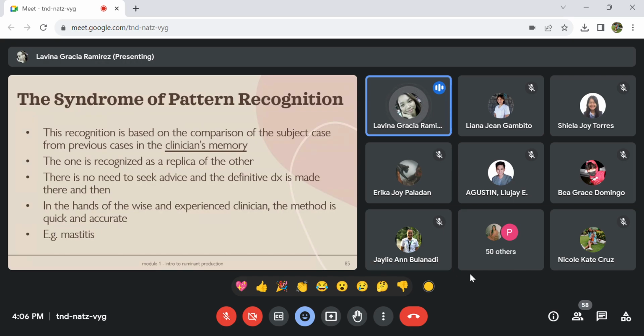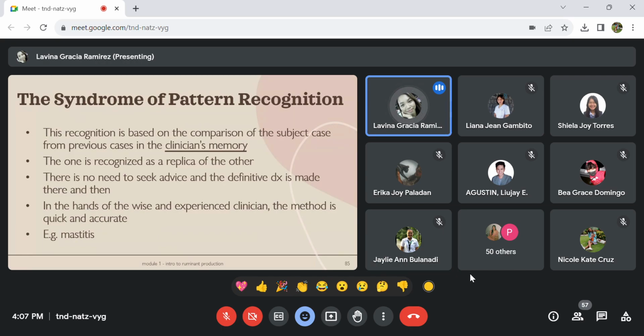Okay, so in syndrome pattern recognition, if you always have the opportunity to be exposed to similar cases, or sabi natin paulit-ulit, you are experiencing the same cases and you have that good recording. If that is blueprint or in actual recording, or if you could remember, that will help you a lot in the recognition of conditions.